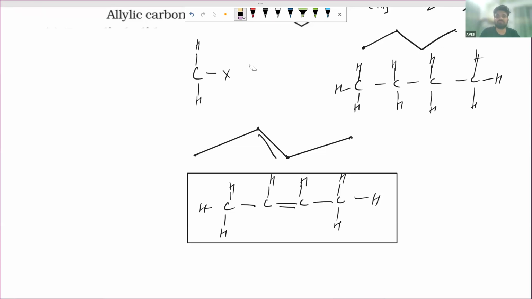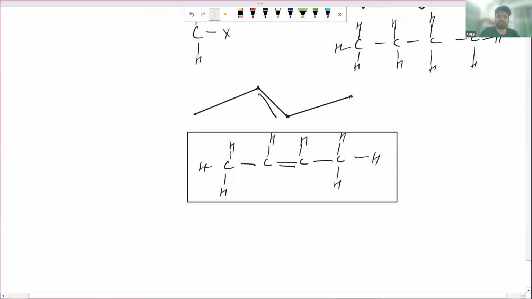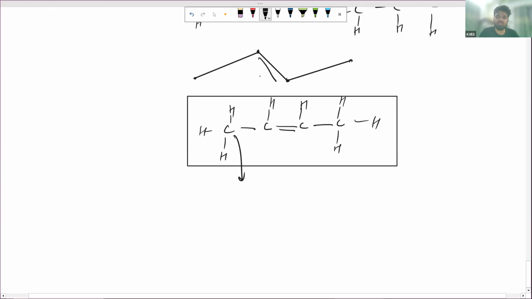If I ask you what is the hybridization of this carbon and this carbon, you will check that this carbon is making one, two, three, four single bonds. So it will be one S and three P, so total four, sp3. You understood?